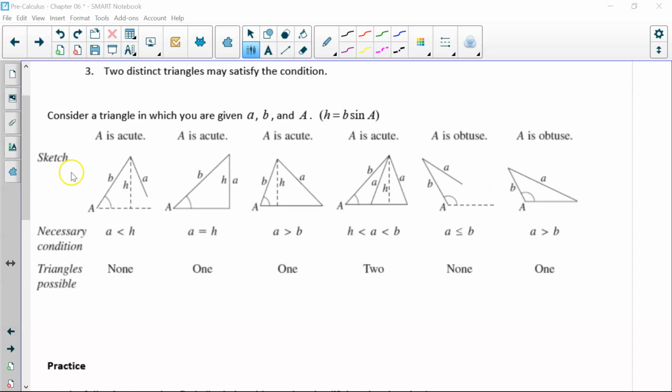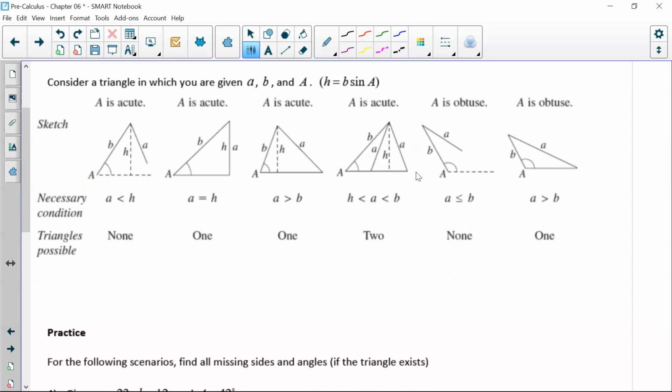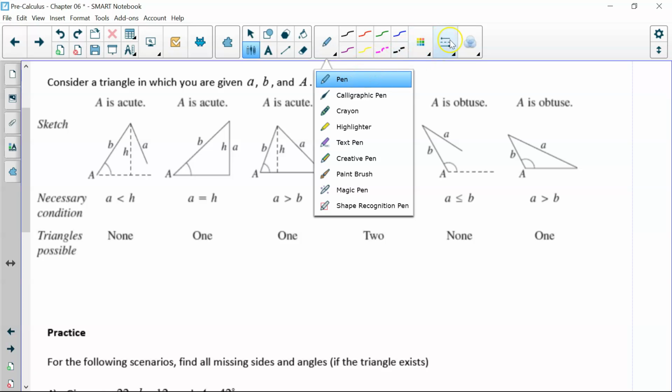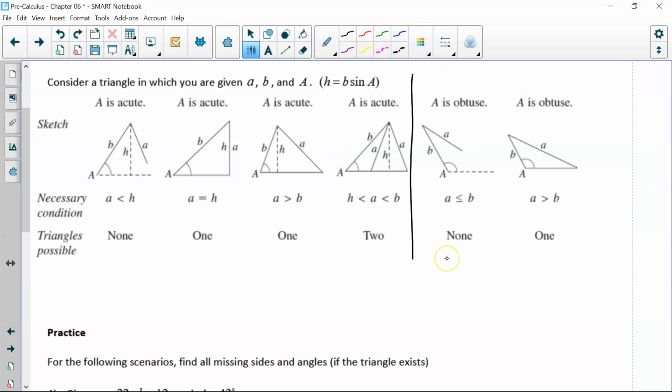When the triangle is acute, we could have side A, opposite angle A, being less than the height. That would be no triangle. When they're equal, we would have one triangle. And when A is greater than B, we would have one triangle. When side A is in between the height H and the side B, we could have two. We could also have it where it's obtuse. So we have a lot of things to keep referring back to.